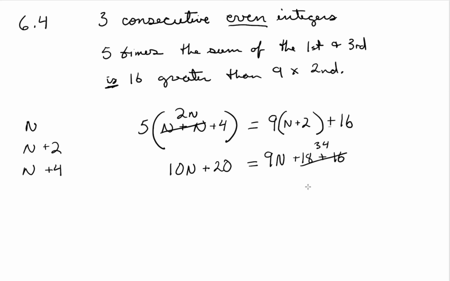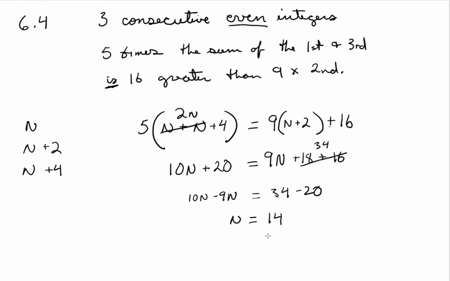Very good. So now we can flip-flop, as my son says. And let's take, because this is a bigger n, this is a bigger variable, let's bring the n over here and let's take the number over here. So that means we're going to have 10n minus 9n equals 34 minus 20. So n is equal to 14.